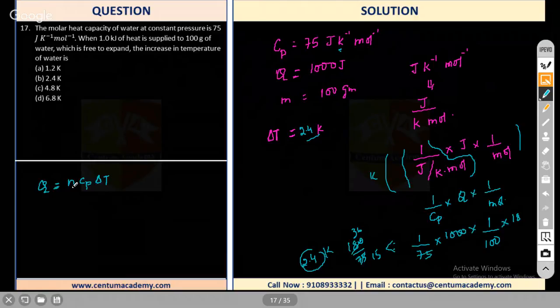Q is given, number of moles we have, Cp we have, delta T we will find out, that will be Q divided by N Cp, which is what we have done. This is what we have done there. Okay, so it's B. Option B is correct.